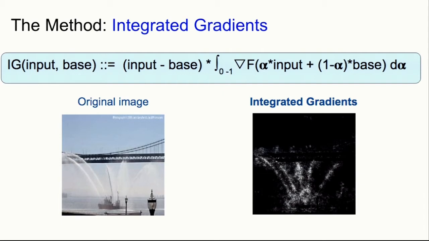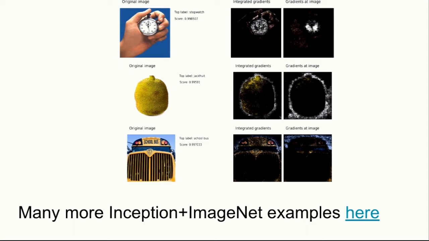Now when you do that and you scale, you get a picture like that one. This makes a lot more sense. It's recognizing key features of the final board, so it seems plausible that the network behaves this way. Here are a few other images comparing integrated gradients to just gradients.